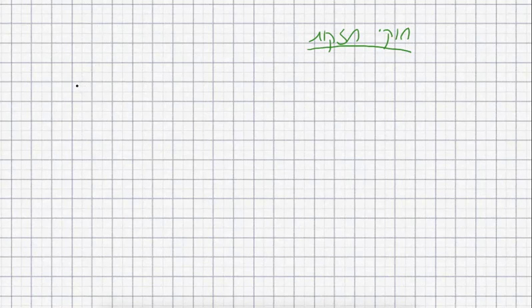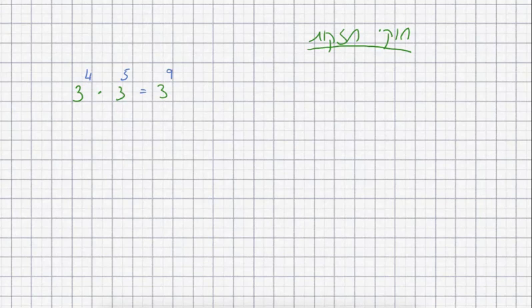So if you have 3 to the power of 4 times 3 to the power of, let's say, 5, it equals 3 to the power of... You add the 4 and the 5, right? So 9. 9, perfect. Great.